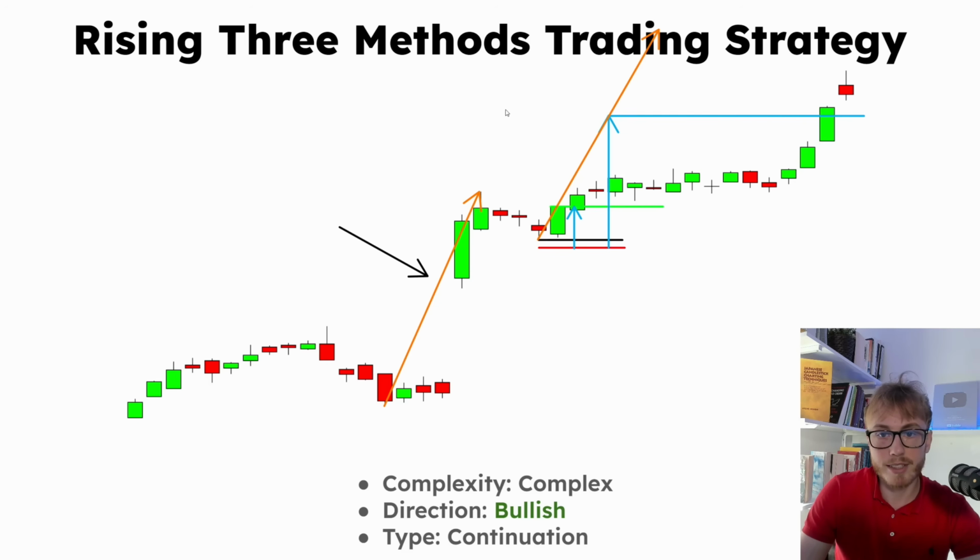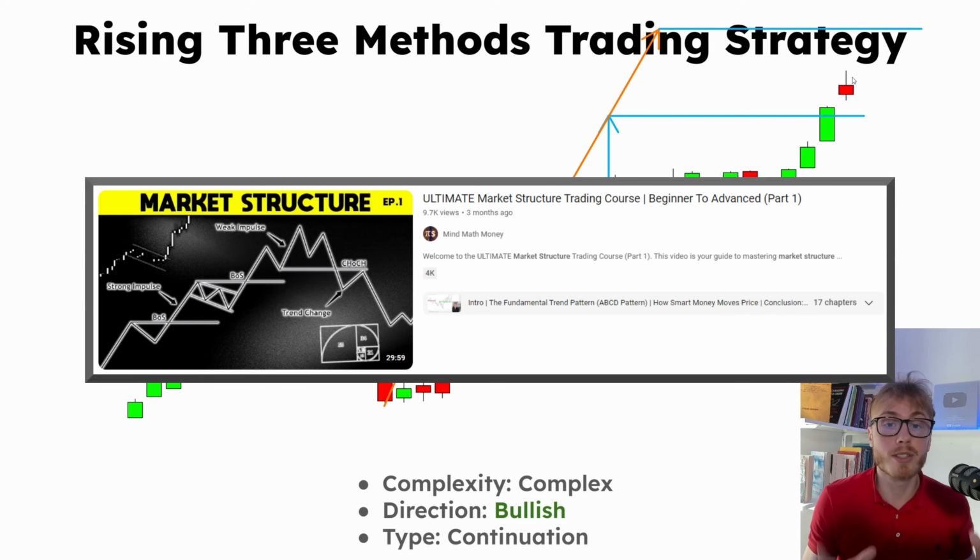So the length of this arrow and this arrow should be the same length. And then we take our target all the way up here. This method is called the 100% measured move. And I talk more about that in our market structure trading course here on the channel.